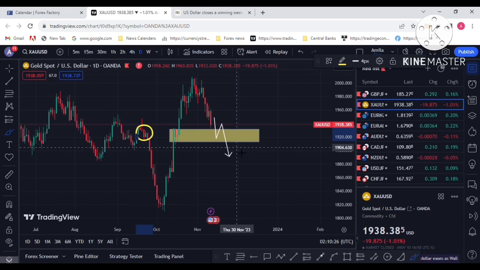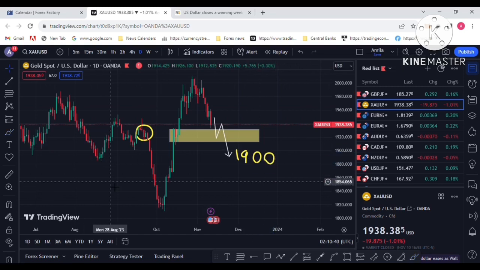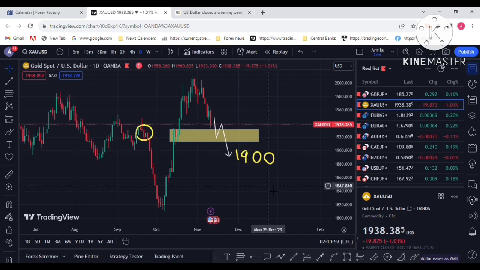You have a buy opportunity from the 1915 to 1920 level, and then I expect price to drop to the 1900 level. That is my target, not just for next week but a long-term target. So next week I expect some retracement to the 1940 to 1950 level, and then a drop to the downside. That is my technical analysis for your next week of gold trading.